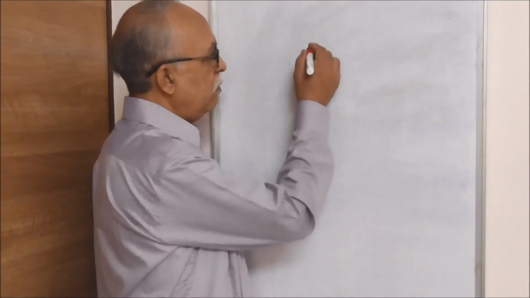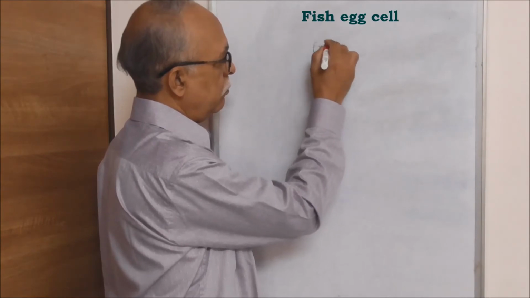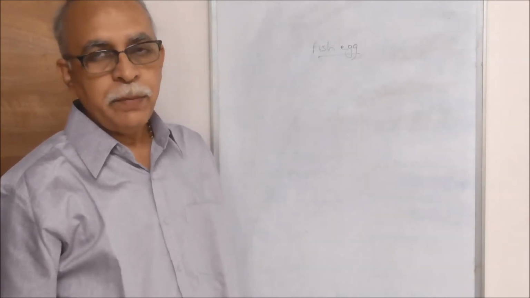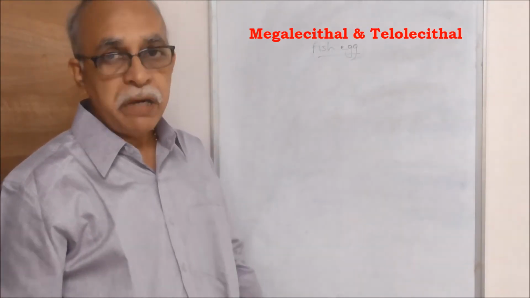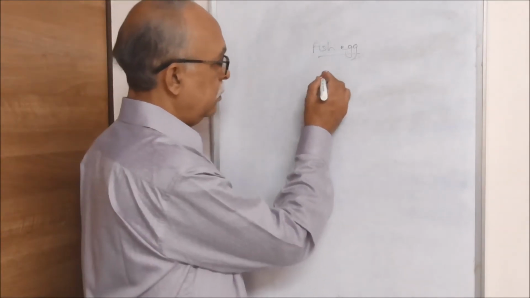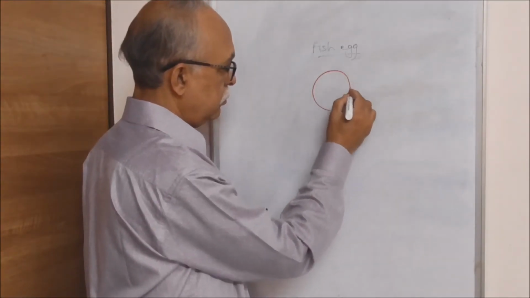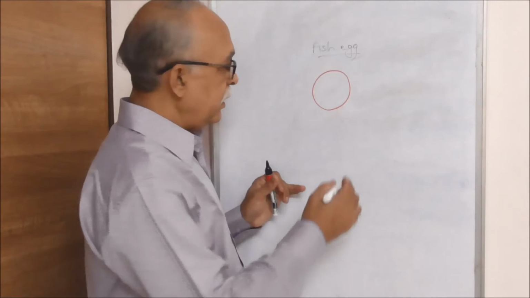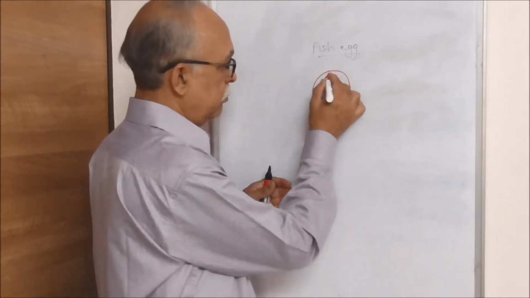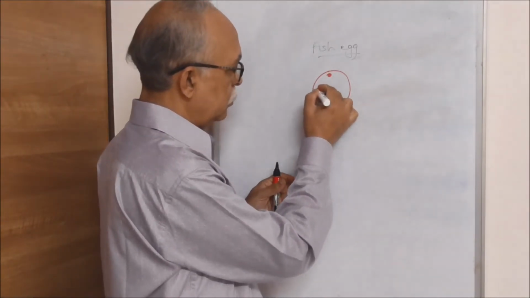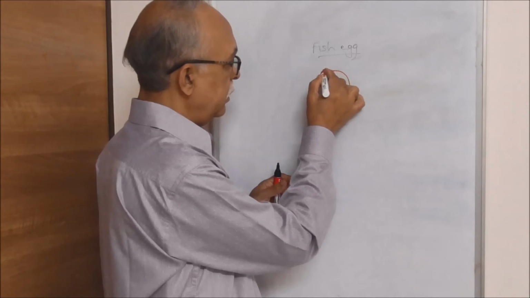Let us have a look at the fish egg cell or fish egg. The first thing that we must understand is that it's a megalecithal and telolecithal egg. That is, this could be the egg cell, wherein major part of the cell is occupied by yolk. So this could be all yolk. It has an additional covering.